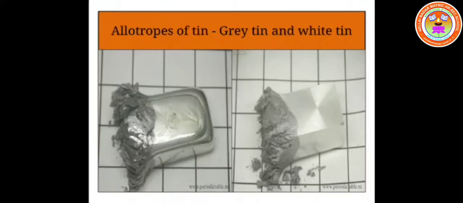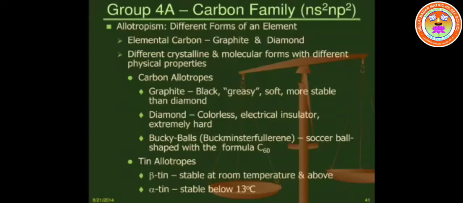Okay, children. This slide tells you about the allotropes present in the carbon family, that is, the allotropes of the element carbon: graphite, diamond, and buckyball, that is Buckminster fullerene, C60. The number of carbon atoms in Buckminster fullerene is 60. It is similar to a soccer ball. Diamond is a colorless electrical insulator, extremely hard. Graphite is black or gray in color, greasy, meaning lubricative, soft, and more stable than diamond.